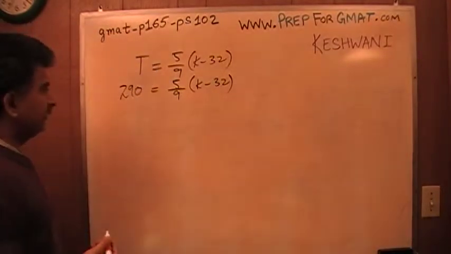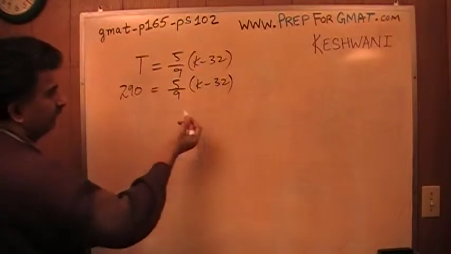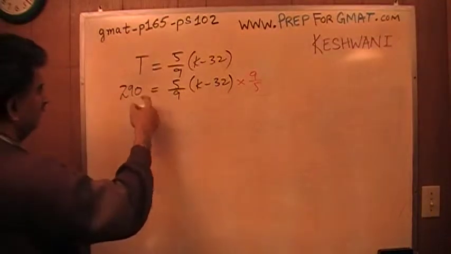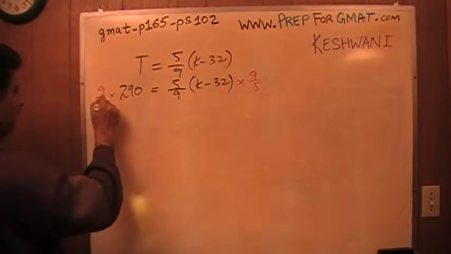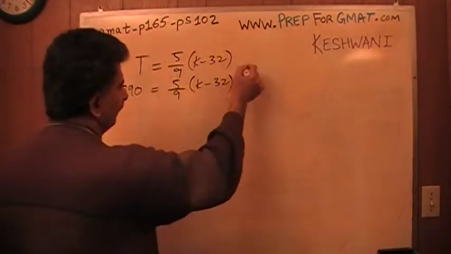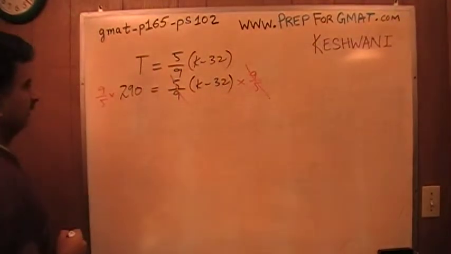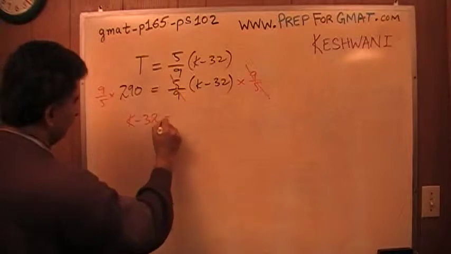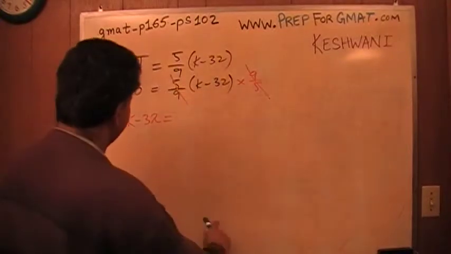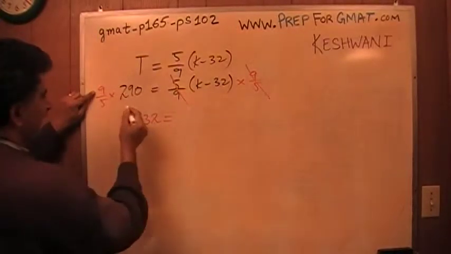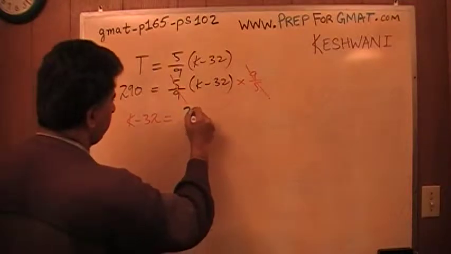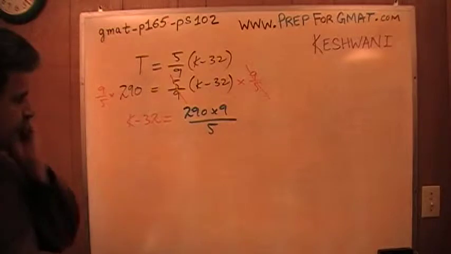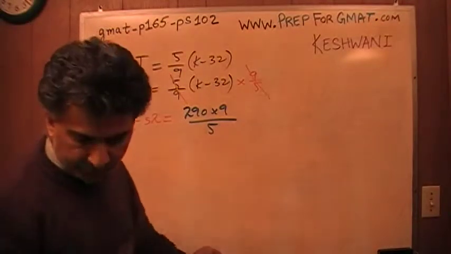So the very first thing I need to do is get rid of this 5 over 9. If I multiply both sides by 9 over 5, the reciprocal of this thing, I can get rid of this guy here. So basically k minus 32 equals 290 times 9 over 5.